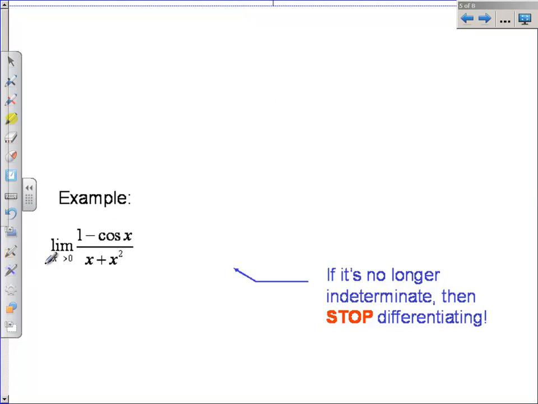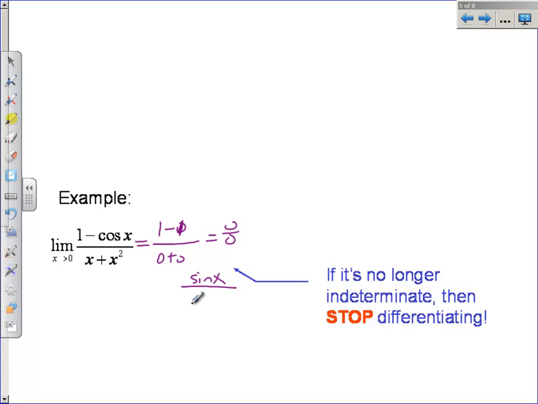Okay, let's try another one. Limit as x approaches 0 of 1 minus cosine x over x plus x squared. If we plug in 0 for x, we're going to get 1 minus cosine 0, which is 1, so 1 minus 1 over 0 plus 0 squared. So we're going to get 0 over 0. So we're going to take the derivative of the top and bottom. The derivative of the top is going to be positive sine x. The derivative of the bottom is 1 plus 2x. And we're going to take the limit as x approaches 0.